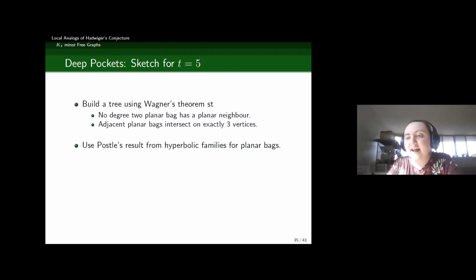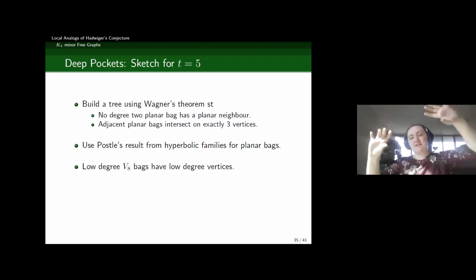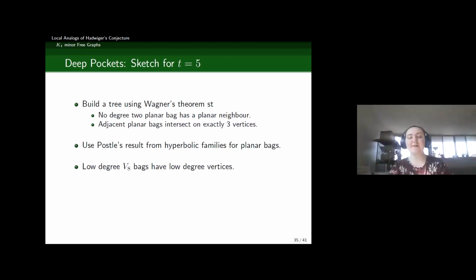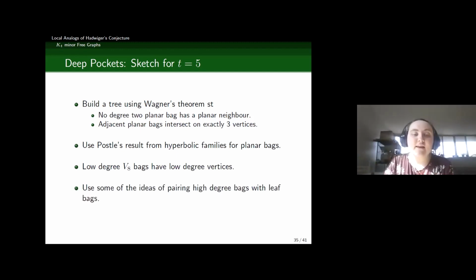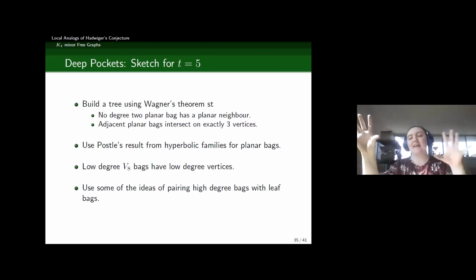For the planar bags, you just use Postle's result from hyperbolic families straight out of the box. Low degree V8 bags have low degree vertices because V8 is itself 3 regular. So if they're not hanging on to a whole bunch of other bags, they have low degree. So then you use the same ideas of pairing high degree bags and leaf bags, and you're done modulo computation.